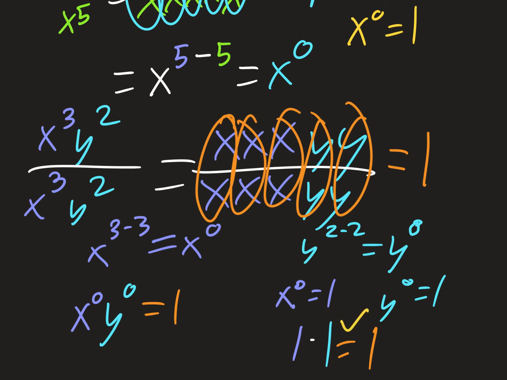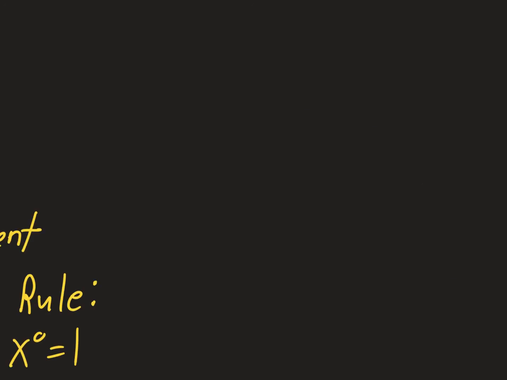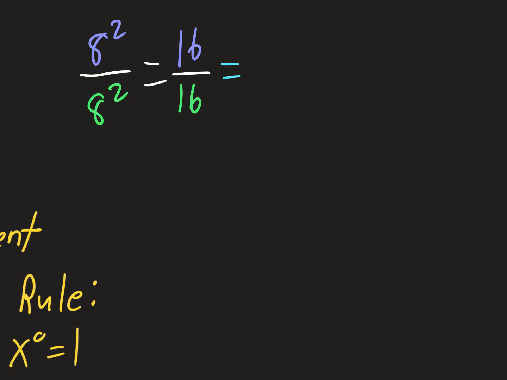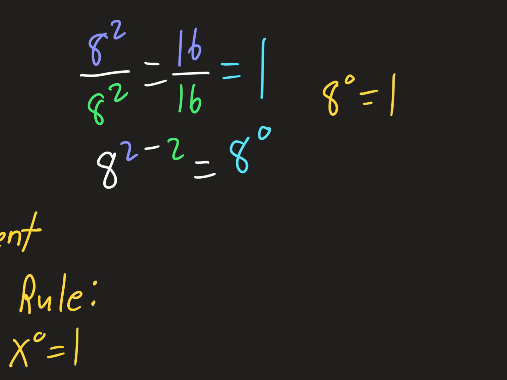Now, let's try an example with numbers. Let's do 8 to the second power over 8 squared. 8 to the second power is 16, and of course 8 squared is also 16. 16 divided by 16 gives us 1. Now, let's try 8 to the 2 minus 2. Well, 2 minus 2 is 0, so you get 8 to the 0 power. Since these are both from 8 squared over 8 squared, we get 8 to the 0 equals 1, and our rule does check out.